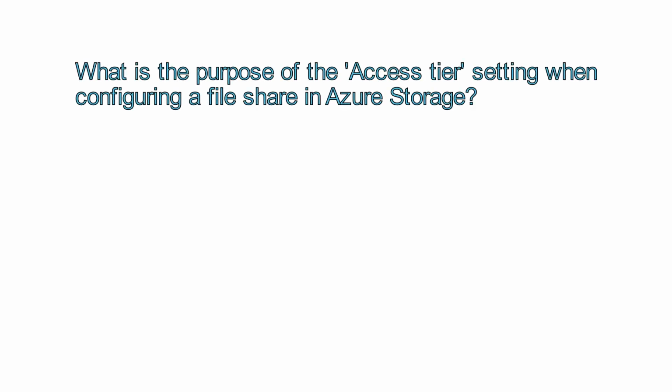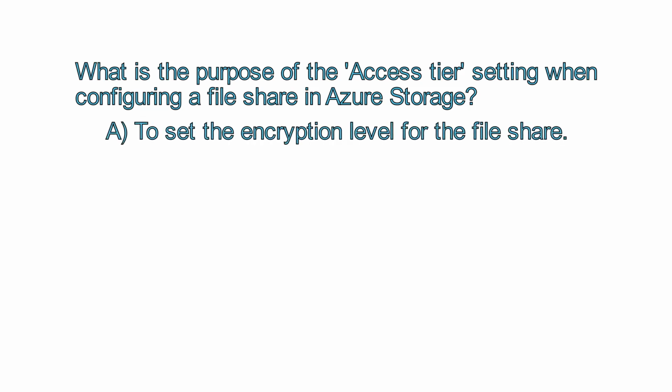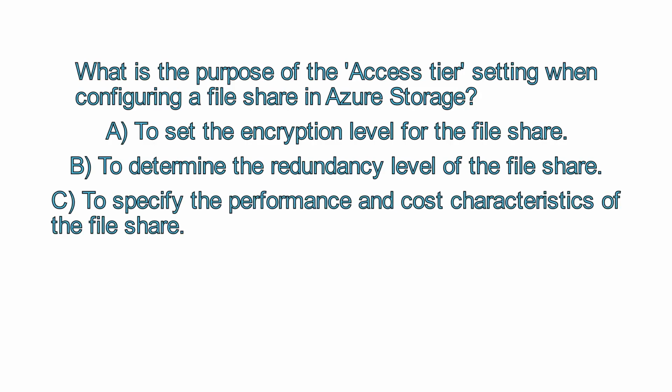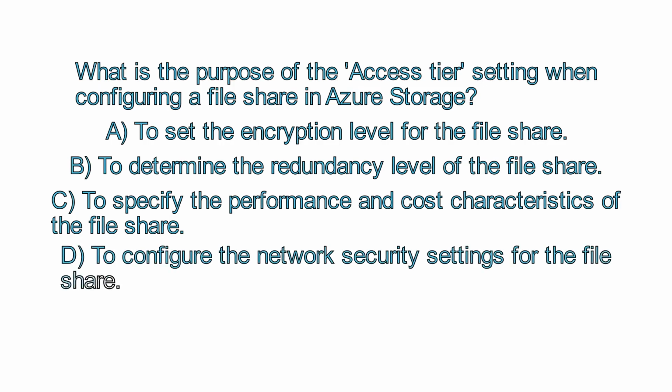What is the purpose of the Access Tier setting when configuring a file share in Azure Storage? A. To set the encryption level for the file share. B. To determine the redundancy level of the file share. C. To specify the performance and cost characteristics of the file share. D. To configure the network security settings for the file share.